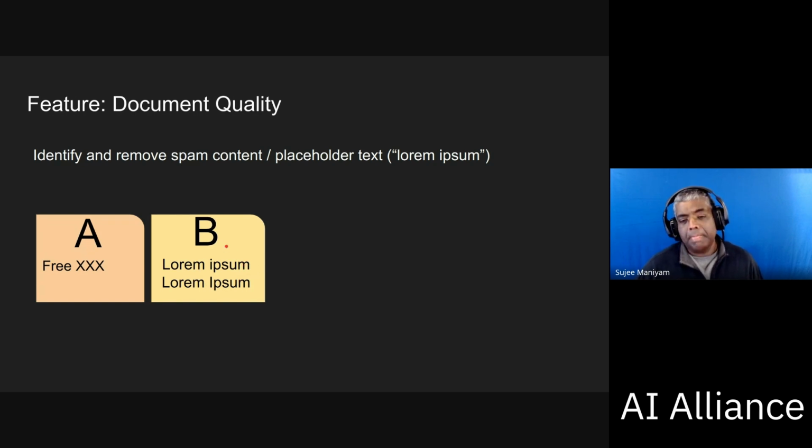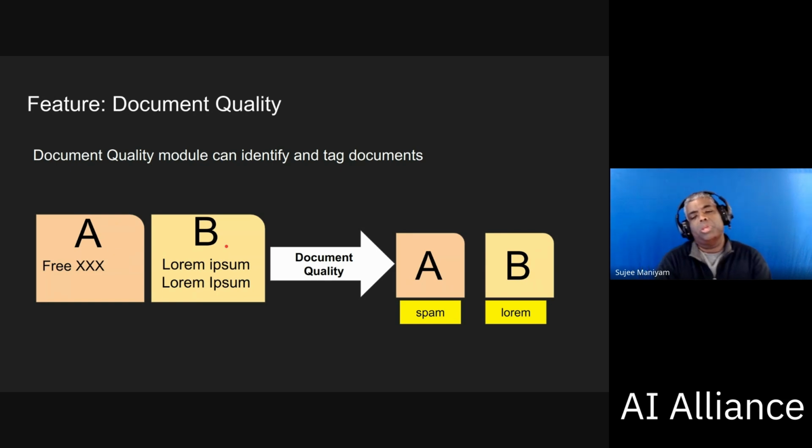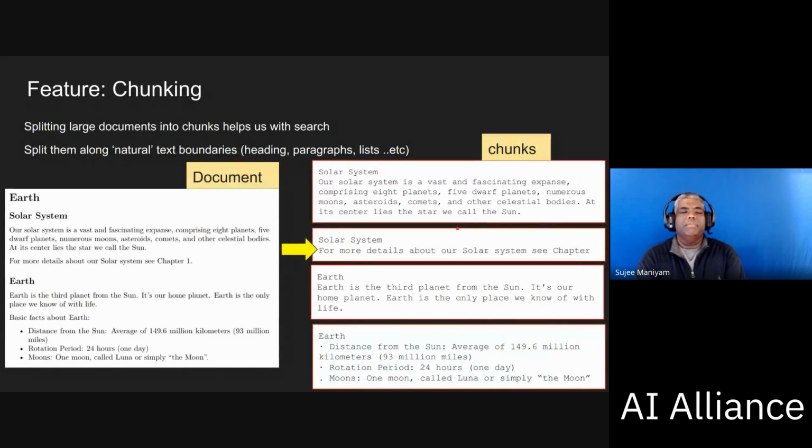So how do we eliminate them? There's a module here called document quality. What it does is actually scan the documents, and it can tag or flag them. For example, it can say, oh, this is spam. Or it can tag document B as lorem. Actually, we have a tag called lorem because this is a very common pattern. And then you can say, all right, I don't need these because this is spam, and this is just lorem ipsum text. So I'm going to eliminate them. So you can do that. A lot of these processes are very common that we go through, and these modules can save you quite a bit of time if you're dealing with this.